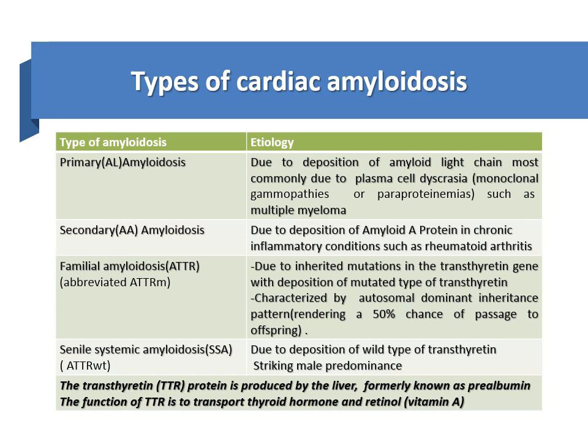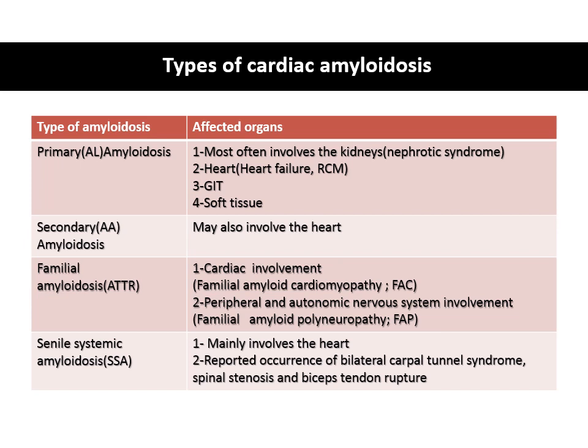It is a protein produced by the liver, formerly known as prealbumin, and its function is to transport the thyroid hormone and vitamin A. What are the affected organs according to the type? In primary amyloidosis, the affected organs include kidney and present as nephrotic syndrome, heart and present as heart failure, restrictive cardiomyopathy, GIT, and soft tissue. In secondary amyloidosis, it can involve the heart.